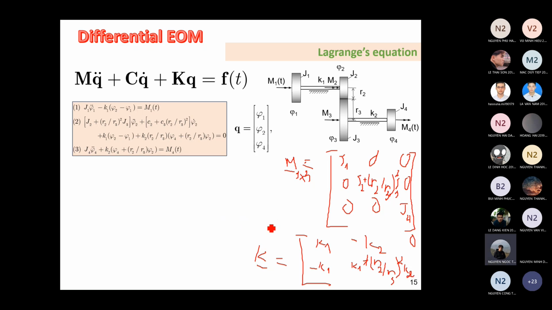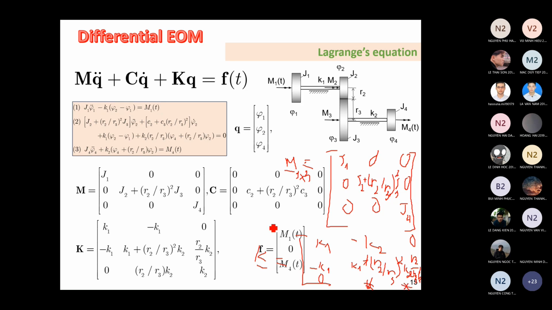That is R2 over R3 multiply K2. Okay, sorry. The last line, the last row, row 3. The 2 multiply R2 over R3. They have the element for the second here and this one. Okay, thank you for your contribution.